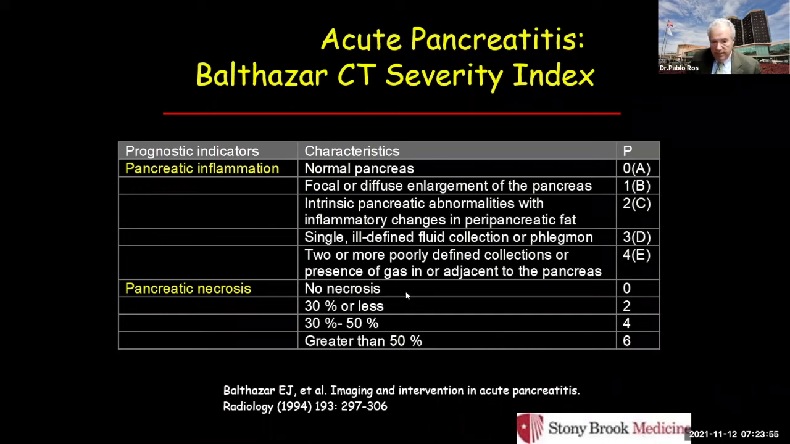No necrosis is easy. More than 50% is easy. But one of the problems with this index criteria is that if you're not using it several times a day, you get a lot of inter-observer variability between 30% or between 30 and 50%. Not so easy to do.